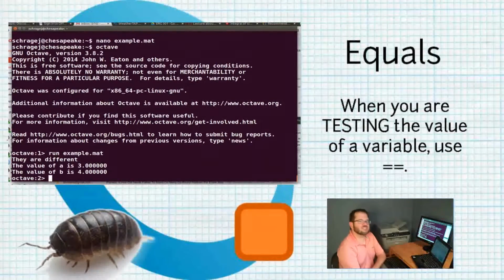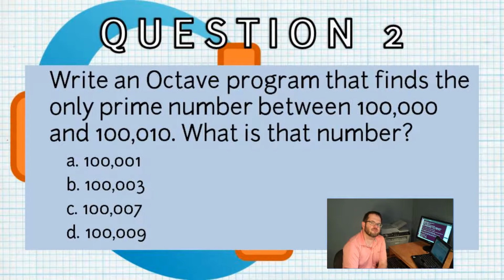In the meantime though, I want you to move on and try a second little program here. I want you to take a little quiz here where you say, alright, write a little Octave program that finds the only prime number between 100,000 and 100,010. What is that number? It's either 100,001, 100,003, 100,007, or 100,009.